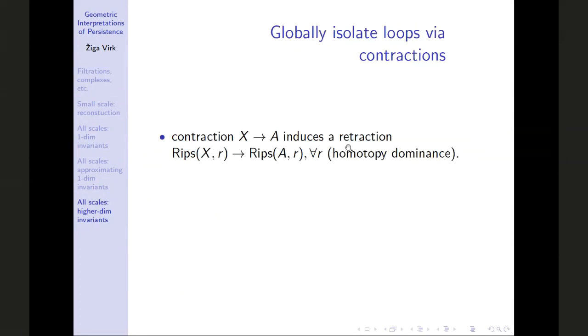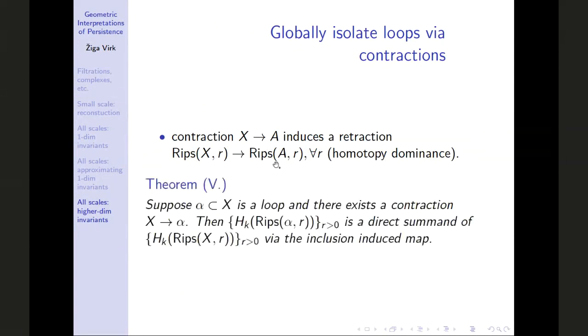A contraction means we have one Lipschitz retraction, which means that's retraction onto a subspace, and the distances can only increase or stay at the same level. This one, at every contraction onto a subspace, actually induces retraction on Rips complexes. And then from this, it's actually fairly easy to deduce that the whole persistent homology of this subset, in our case, we're actually talking about loops. Alpha would be a loop, but it actually works for any subset.